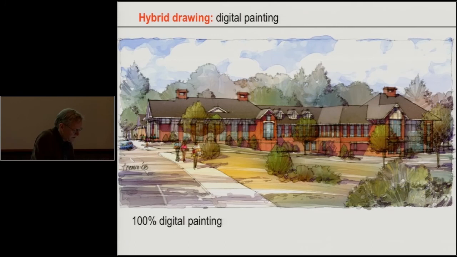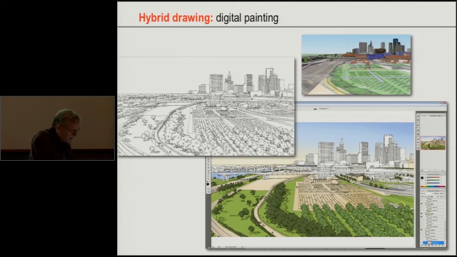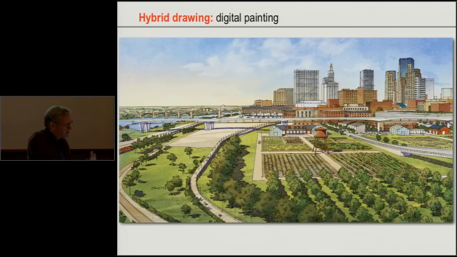Here's another talented guy out of the East Coast. Basic SketchUp model, pen and ink drawing. Then he starts layering in his color, base colors, and then he starts to model the color later on, getting the texture into the sky, into the grass, the shadows, things like that. Beautiful stuff. And I wish I could sit down with these guys and take one of their workshops because I'd love to learn how to do this.